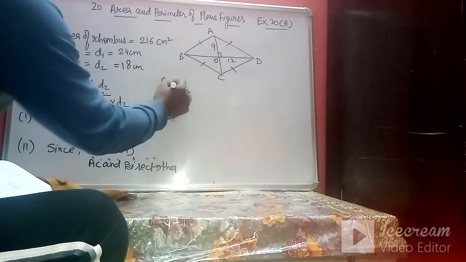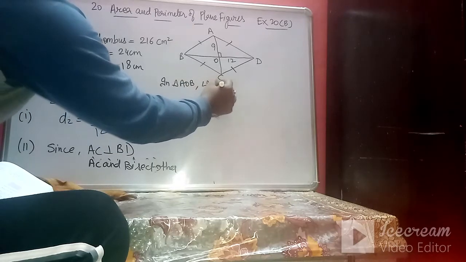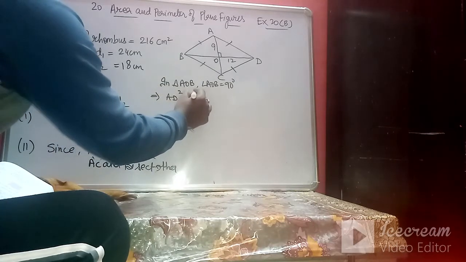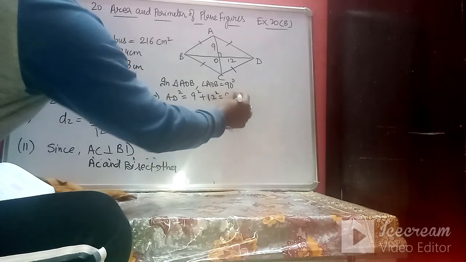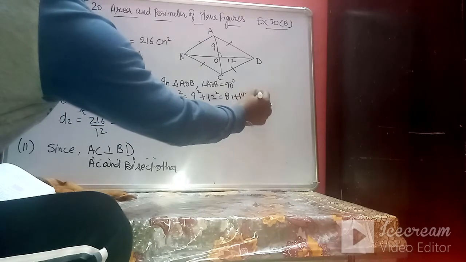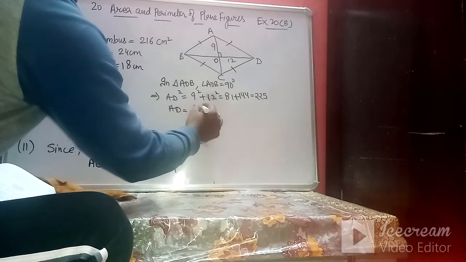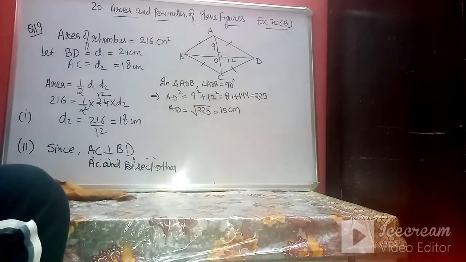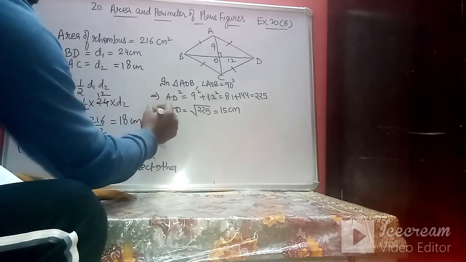Now we will take a triangle. In triangle AOB, angle AOB is equal to 90 degree. So that means AB square will be equal to 9 square plus 12 square, that is 81 plus 144 equal to 225. So what is the length of the side? Length of the side will be square root of 225, that is 15 centimeter. So this is our second part.